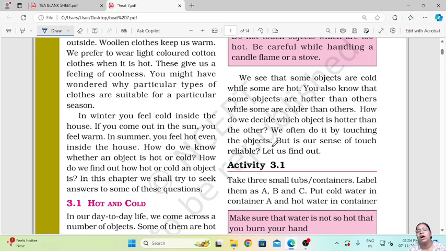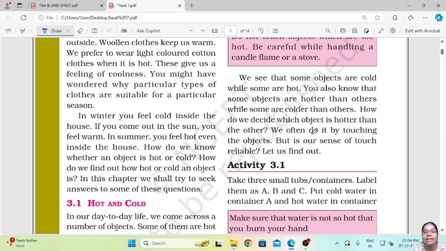How do we feel heat and how do we feel cold? Those things are felt by us by the touch. So we feel heat and we feel cold. These are two different concepts, depending upon what we feel when we touch the object, whether we feel the heat or whether we feel the coolness.